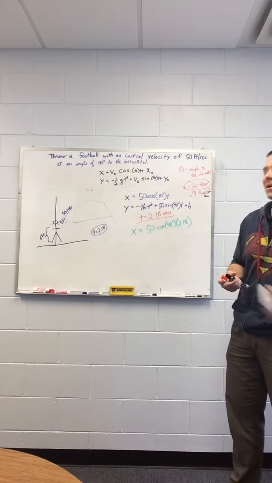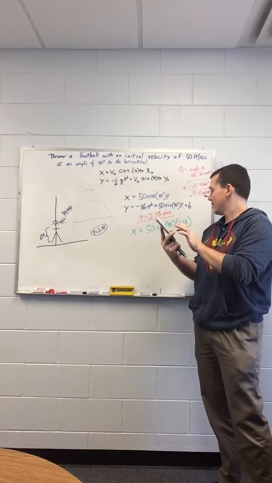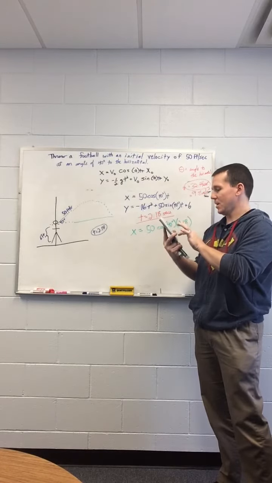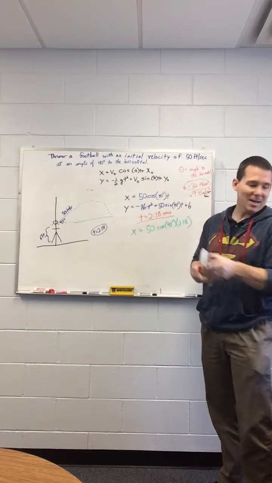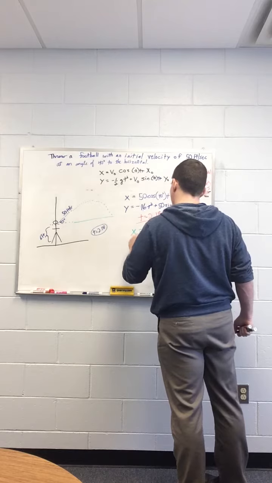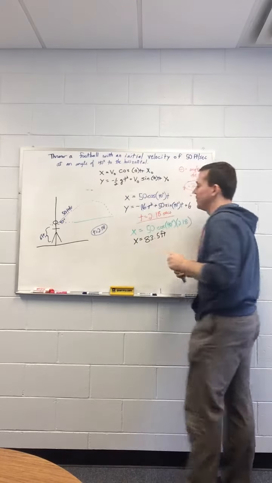So like I said, have your calculators handy and do this out really quickly. Times 50 times cosine 40. And we get 83.5 feet, because we're doing this in feet.